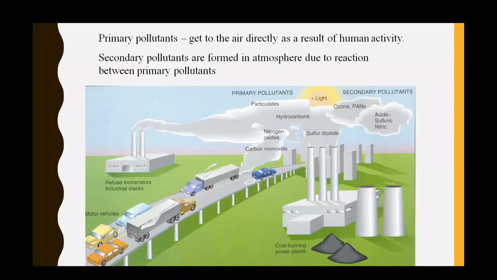Pollutants may be primary and secondary. Primary pollutants get to the air directly as a result of human activity. Secondary pollutants are formed in atmosphere due to reaction between primary pollutants.